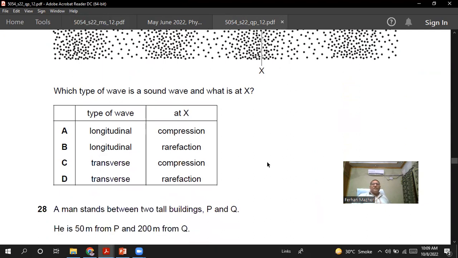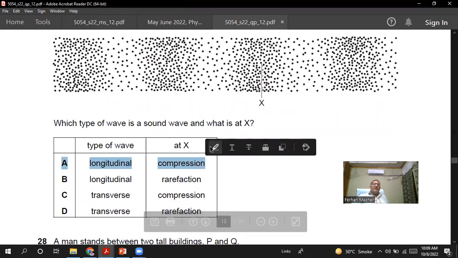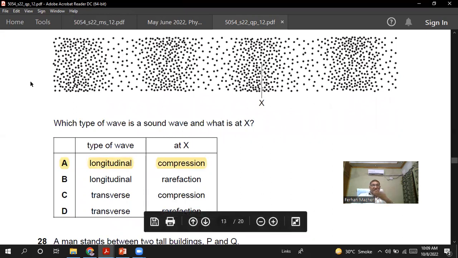The question is, which type of wave is a sound wave and what is at the X? So I think longitudinal wave and compression. So I think that it is A part, longitudinal wave and compression at the X.